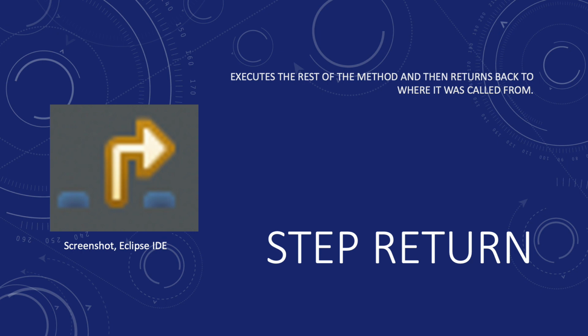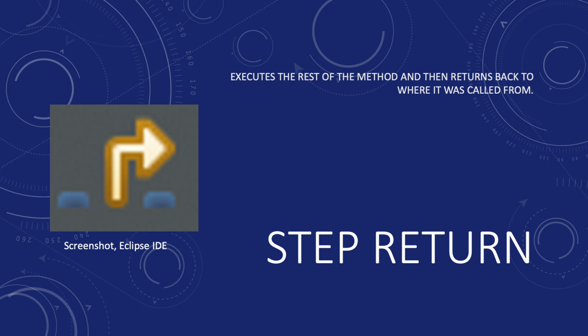Step return executes the rest of the method and then returns to where it was called from. Step return is especially useful if you used step into previously and now want to go back to where you were before after stepping through that method.